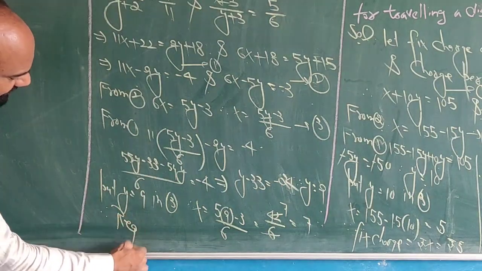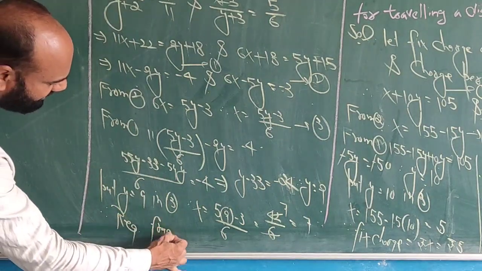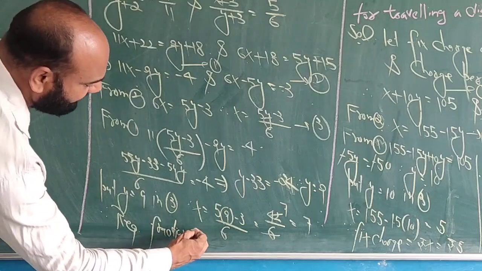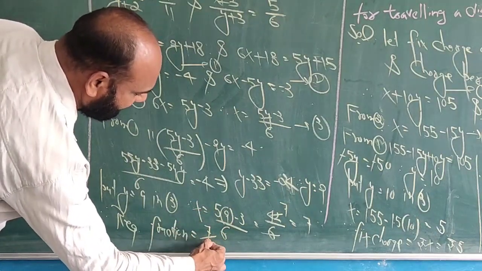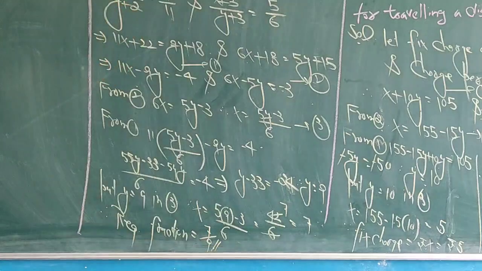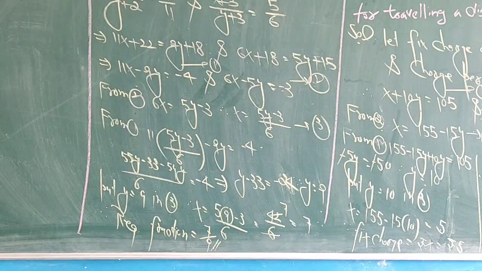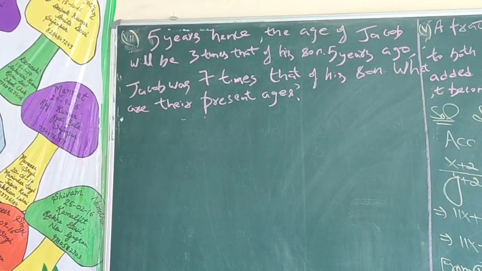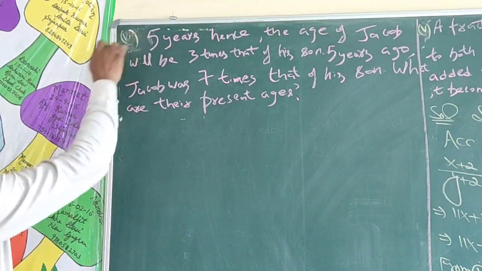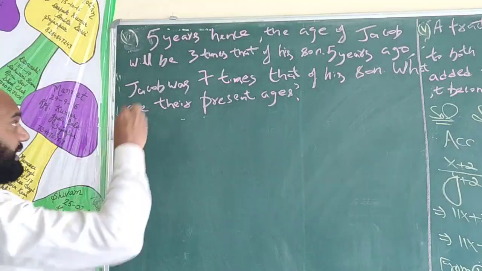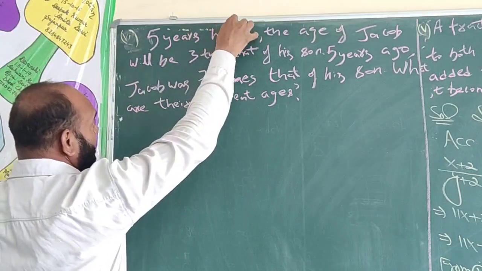Therefore, the required fraction is equal to x upon y. X means 7 upon y means 9. Therefore, the required fraction is 7 upon 9. Now the sixth part of this question is 5 years hence. The meaning of hence is after.